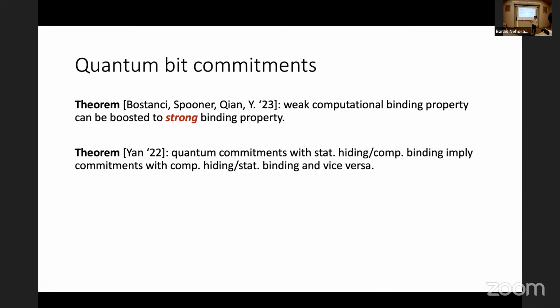So something that we've recently shown is that if you have a quantum commitment scheme with this weak binding property, that says that you can't change your mind with probability essentially 1, then you can boost it to have a strong binding property, meaning that no polynomial time adversary can change his mind with even negligible probability.